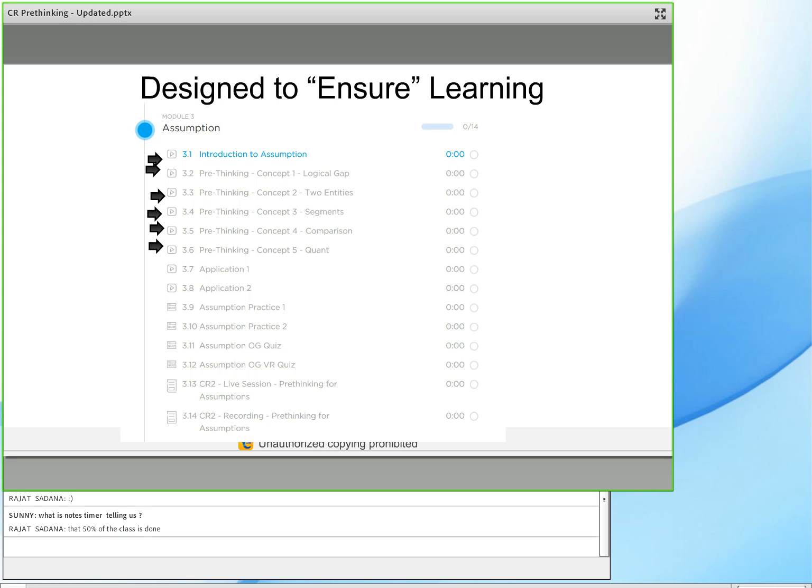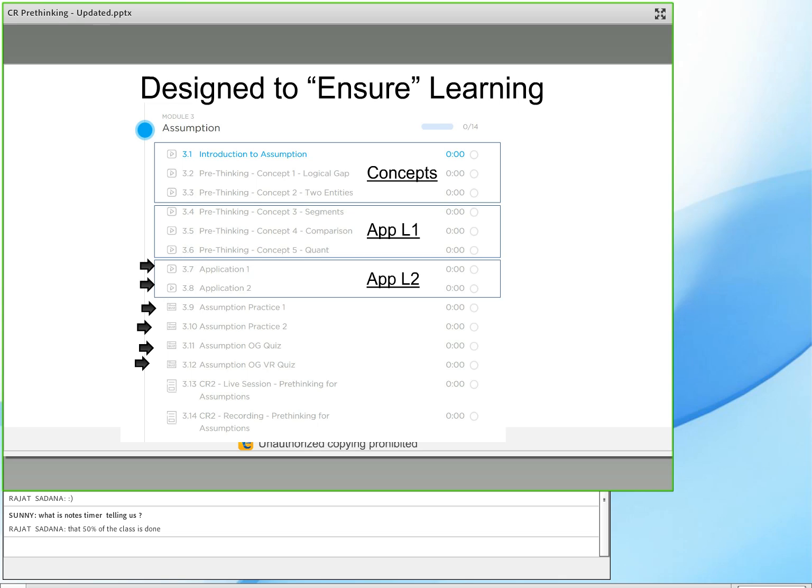I mean, these are real videos in which you have assessments built in there. Starting 3.3, you already will start seeing application being done in files. The files automatically advance overall. Then you have two application files. Then you have two practice files. And then we have the relevant official guide questions overall. So when you think about it, learning the concept, level 1 of application, level 2 of application, overall practice. And then official guide questions if you want to do them.